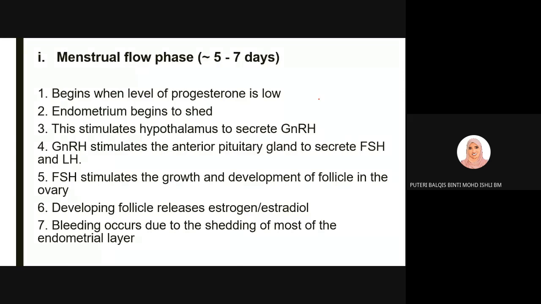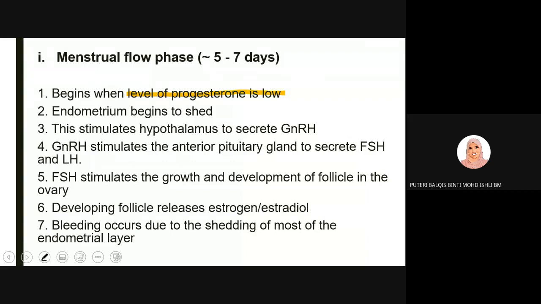Menstrual flow phase begins when the level of progesterone is low. Ada orang tanya, kalau 4 hari tu normal ke? 4 tak normal. 4 sangat sekejap. 1 hingga 4, 3, 4 tu kejap. Tak normal, kira kena check lah. Kalau berlaku sebulan sekali tak apa. Kalau tiap-tiap bulan macam tu kena check.